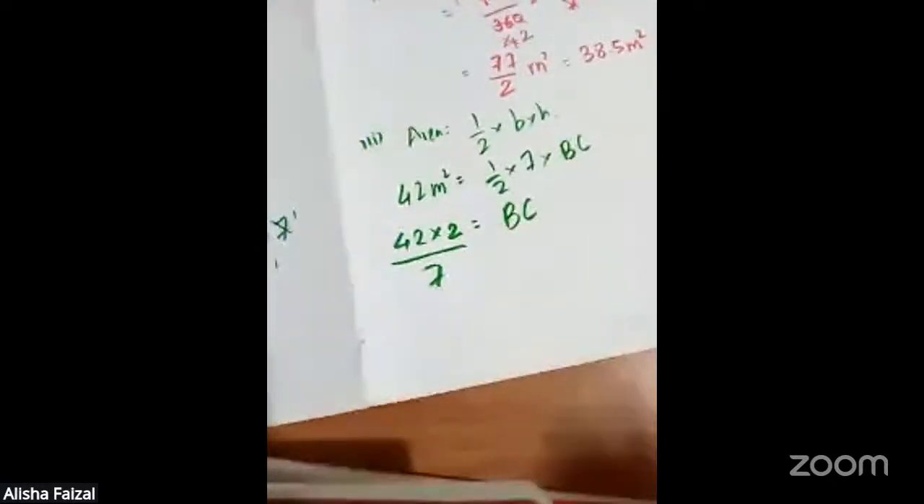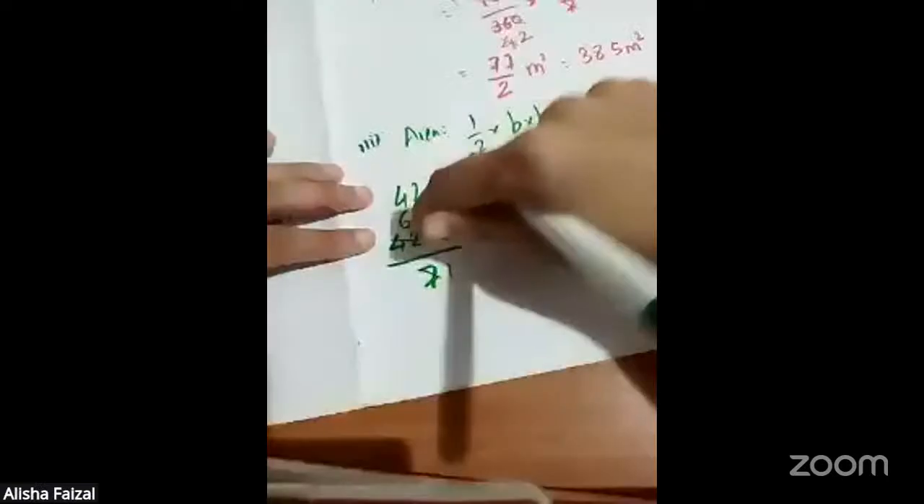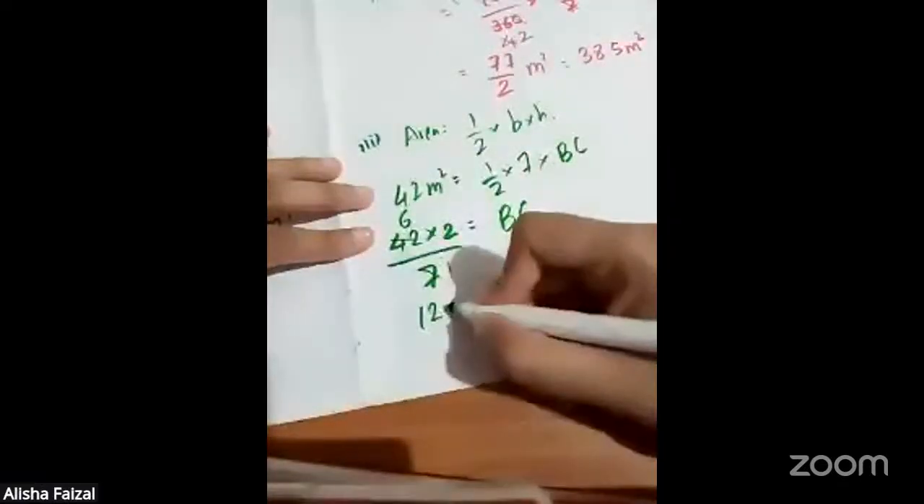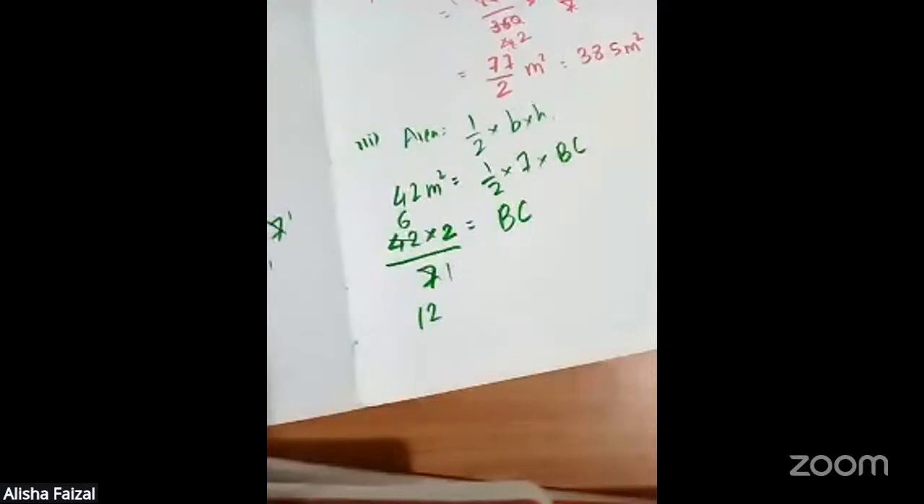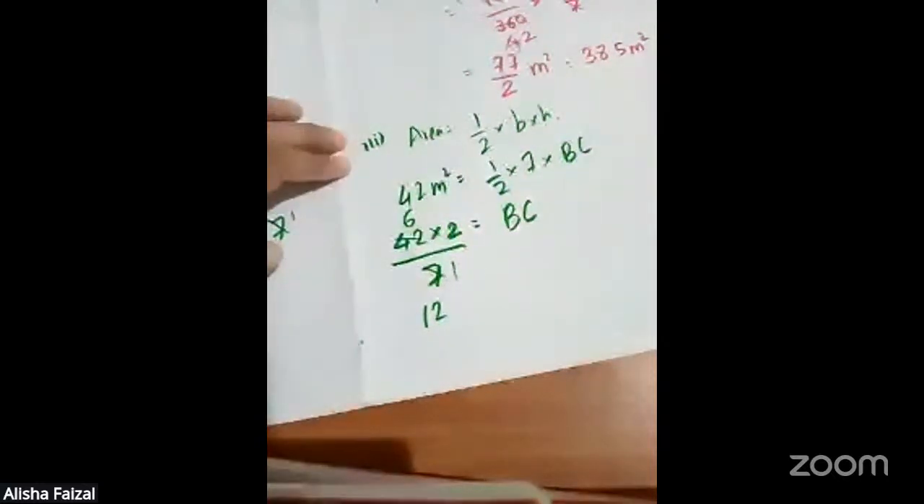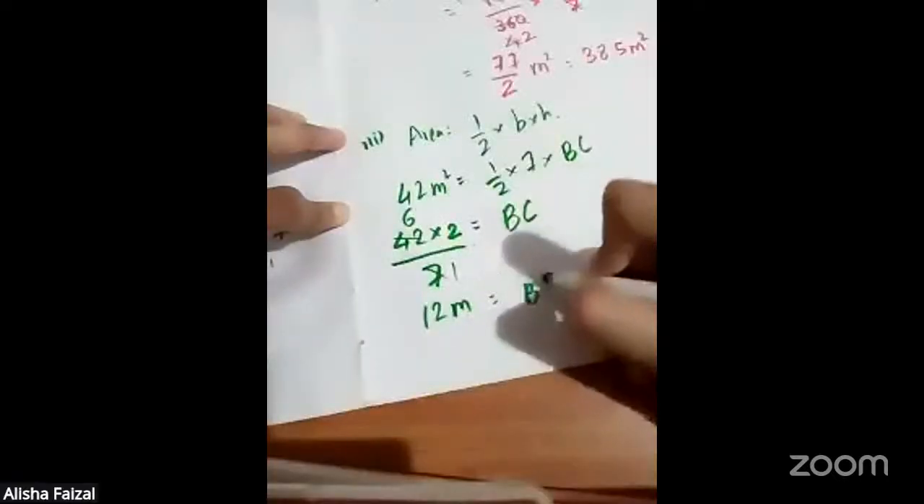7 is divisible into 42. How many 7s are there in 42? 6. 6 into 2 is 12. Then what is the unit here? Meter square? No, we find the length of one side. Then what is the unit? Meter. Yes, exactly. Meter.